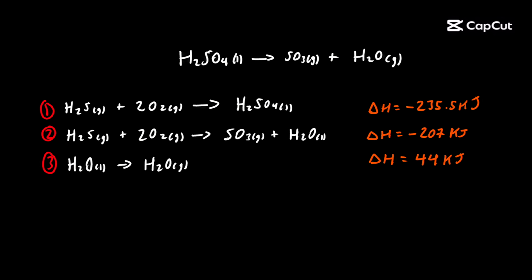In this lesson, we'll be learning how to determine enthalpy changes using Hess's law. Hess's law states that the enthalpy change for the conversion of reactants to products is the same whether the conversion occurs in one step or several steps. Take this question for example.